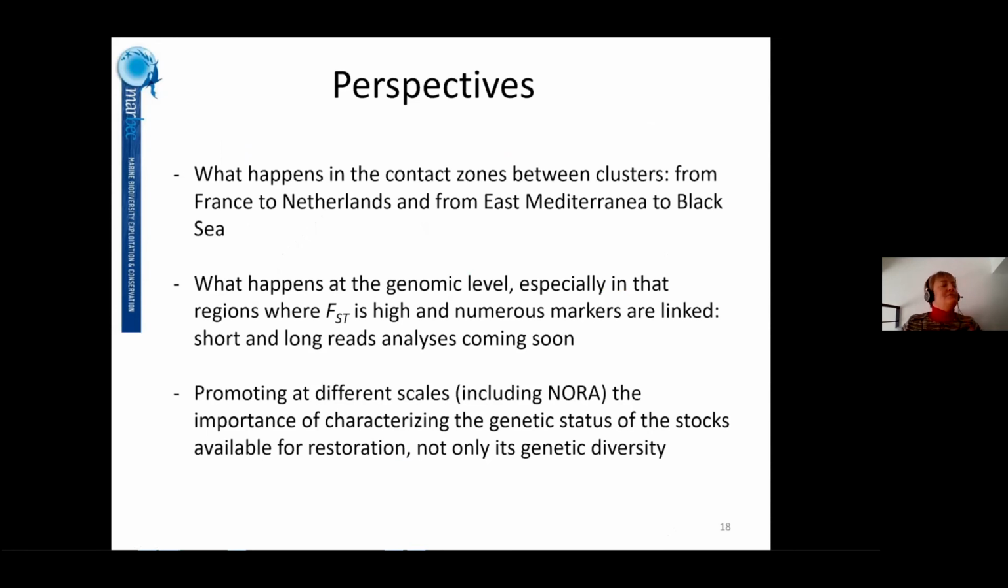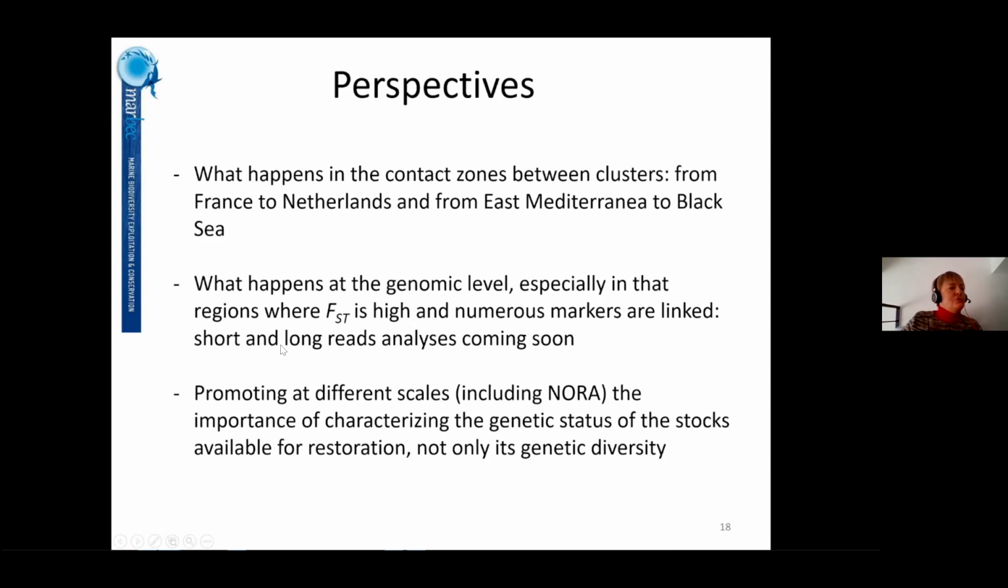Great. Just to remind you that we have been observing several clusters, 4 different clusters in Europe. But what would be interesting in the context of restoration is to know what is happening in the contact zone between those 2 clusters, especially from France to the Netherlands, because these are areas where projects are ongoing, and we don't really know how the diversity is structured. It is the case on the East, but yes. Another question is what happens at the genomic level? It's what I showed you at the end of my presentation.